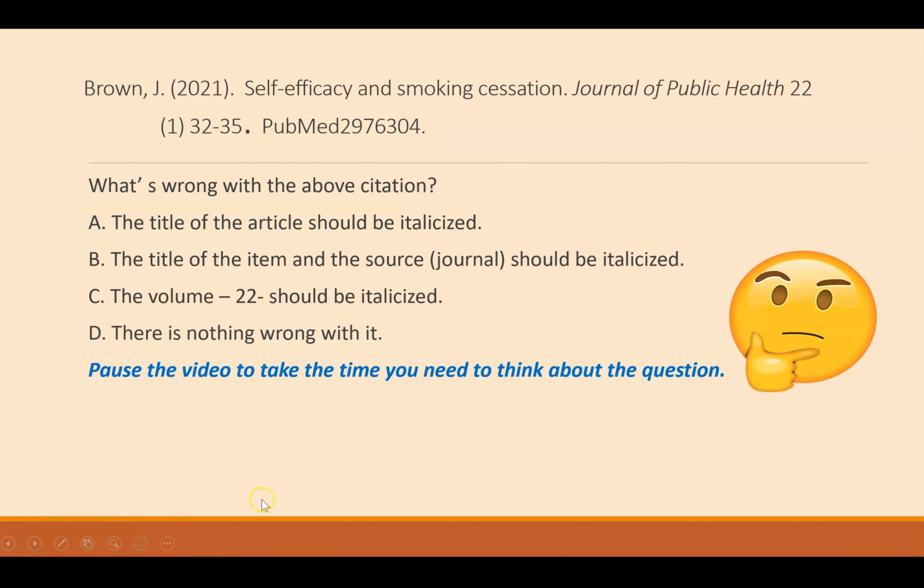Here's our second question. Here is an article called Self-Efficacy and Smoking Cessation. What's wrong with this citation? Is it that the article title should be italicized? Should the title of the item and the journal be italicized? Should the volume number be italicized? Or is there nothing wrong with this citation? Please pause the video to take the time you need to think about the question.